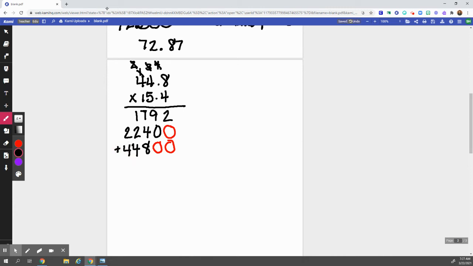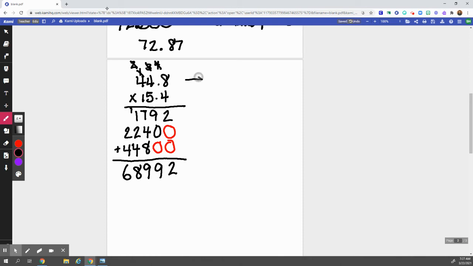Then we're going to go ahead and add straight down. So 2 plus 0 plus 0. 9 plus 0 plus 0. 7 plus 4 plus 8. I'm going to go ahead and add the 7 and 8 because I see that that's 15, plus 4 is 19. And then I've got 1 plus 1 is 2, plus 2 is 4, plus 4 is 8. And then 2 plus 4 is 6.